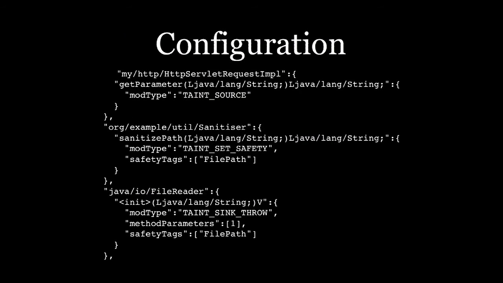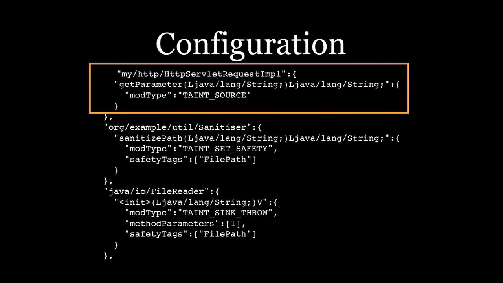And here's the configuration. First, we specify the taint source. I know it's a little bit confusing because we're using Java's internal representation of class names. It's mostly for convenience in use with the ASM library. But what we have in here is we say the HTTP servlet request implementation class. The getParameter method, which accepts a string attribute and returns a string value, is a taint source.